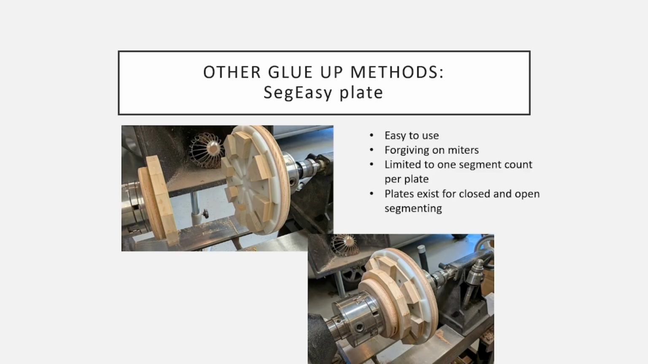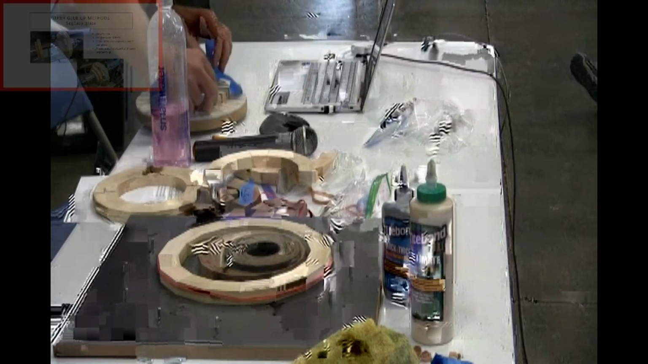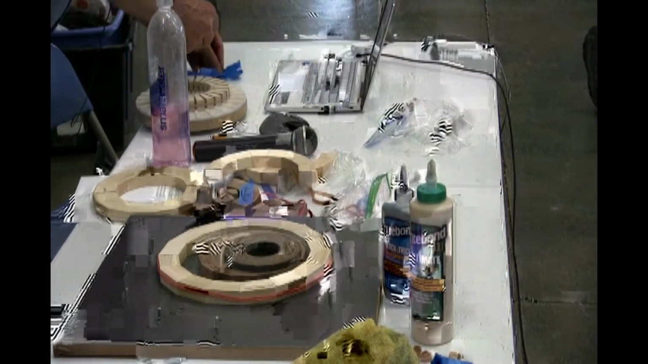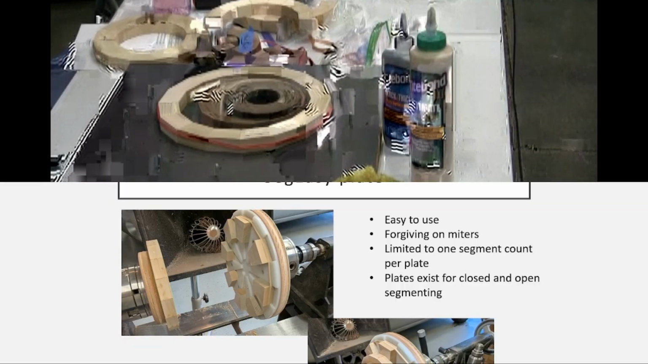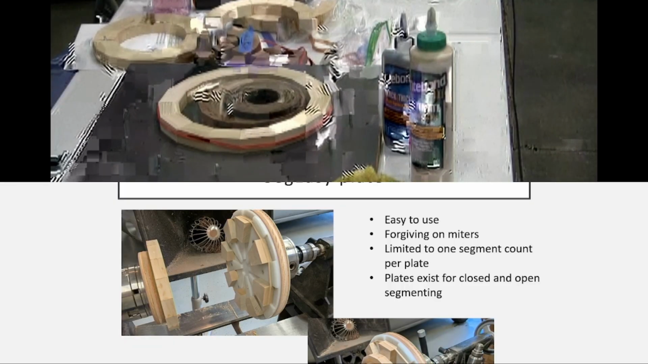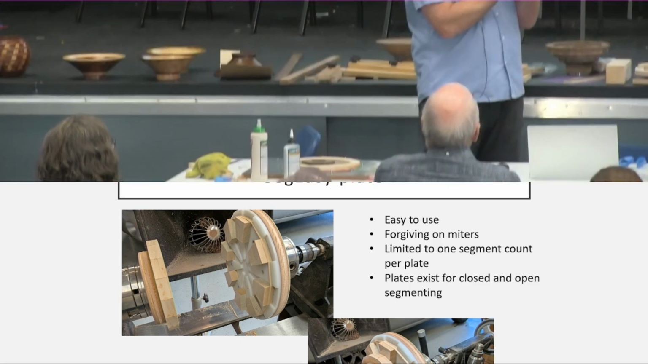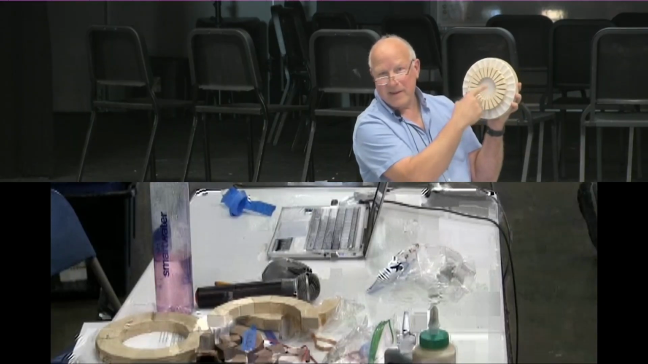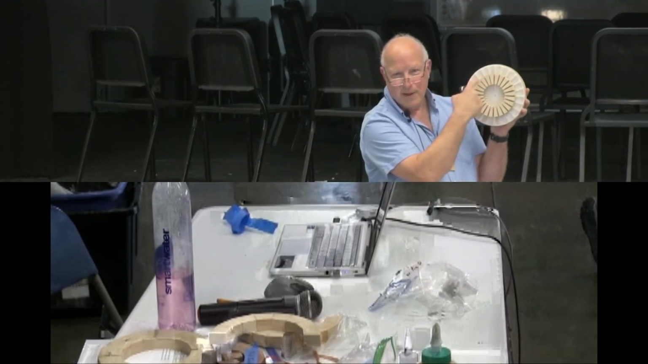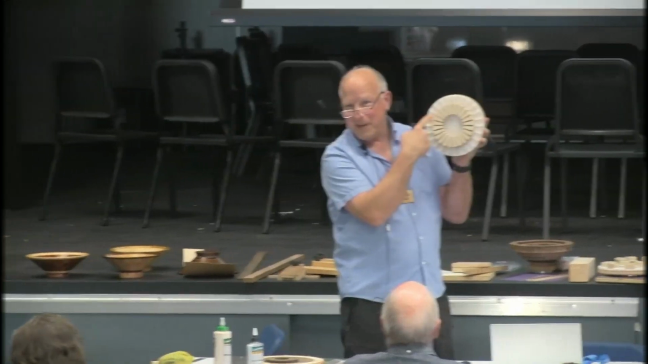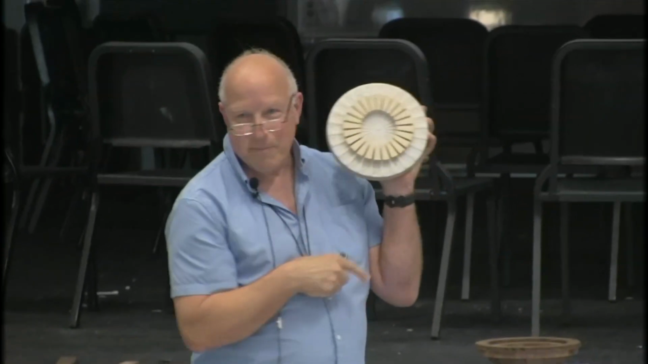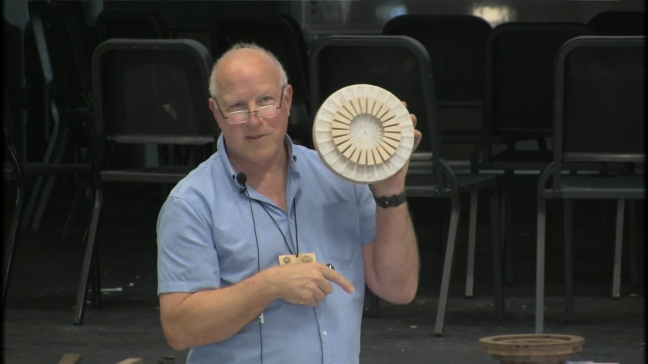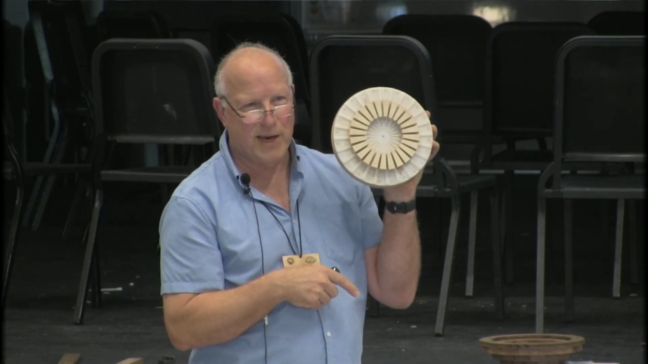On an open segment, it looks something like this. This is called a 24/4 ring, meaning that it's 24 segments with a 4-degree gap between them. Yeah, so it does the spacing for you. You don't have to go through and do all that spacing yourself. And people that get into open segmented turning, this is usually where they start. They get one of these plates.